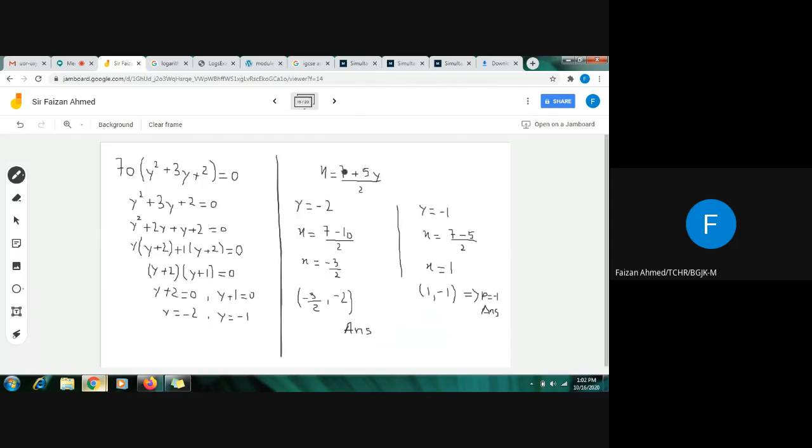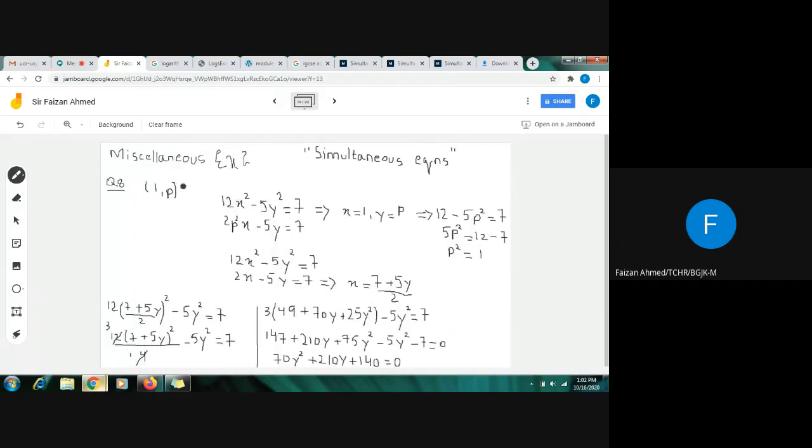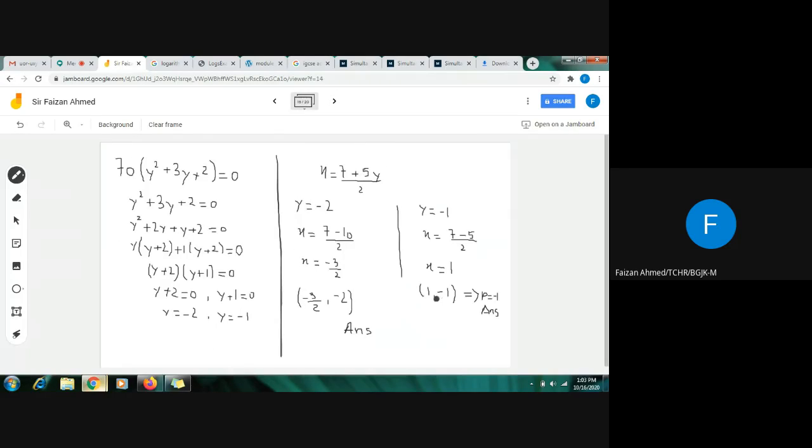Since the question was asking for the value of p, I know that when the value of x is 1, the value of y is minus 1, because I can clearly see it over here, and here p is written, so the value of p will be minus 1. And the other solution is x = −3/2 and y = −2.